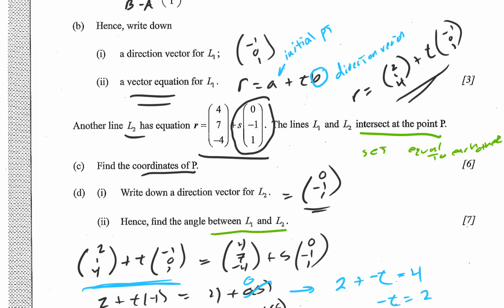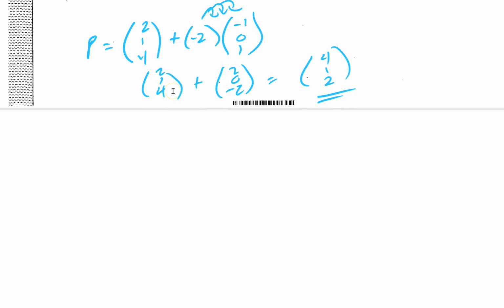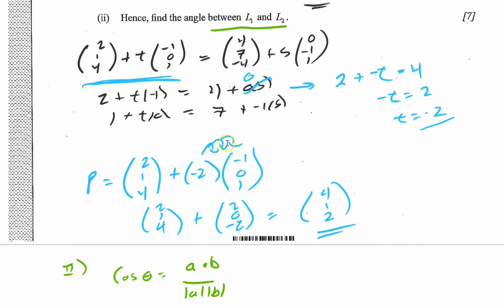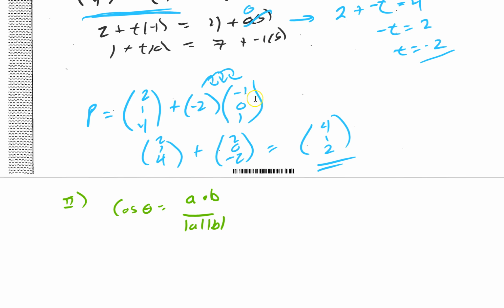Next, hence find the angle between L1 and L2. So this one we'll do on the side piece of paper because I'm out of space. They want you to find the angle between two vectors. So that's this formula. It's in your formula sheet. Cosine theta equals A dot B over the magnitude of A times the magnitude of B. Now, the key thing here is, what is my A and B? You have these big old vector equations. Well, A and B are always the direction vectors.